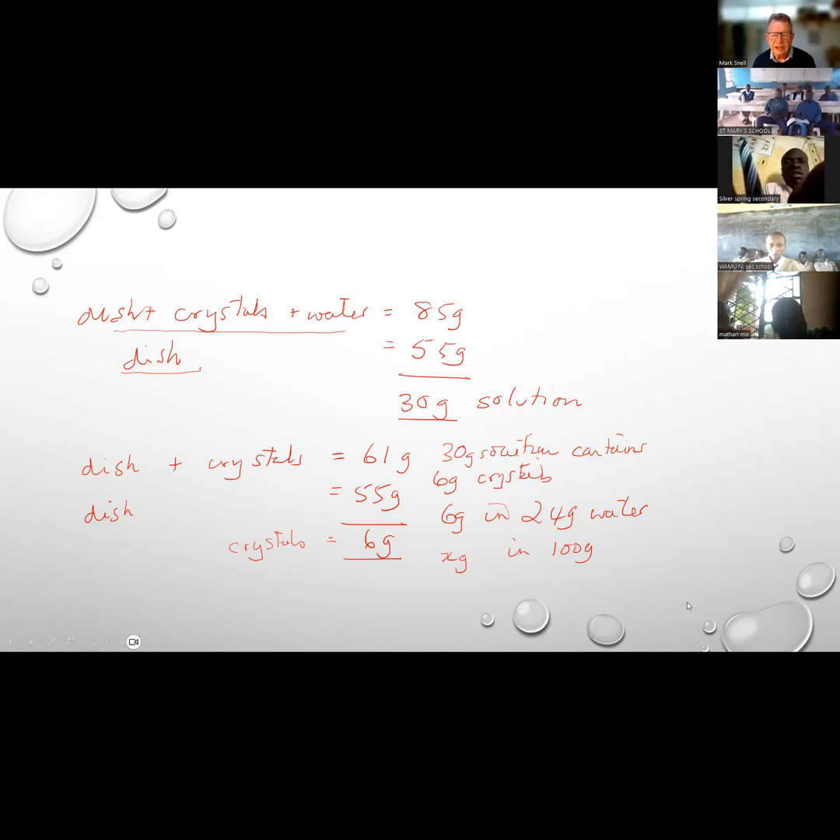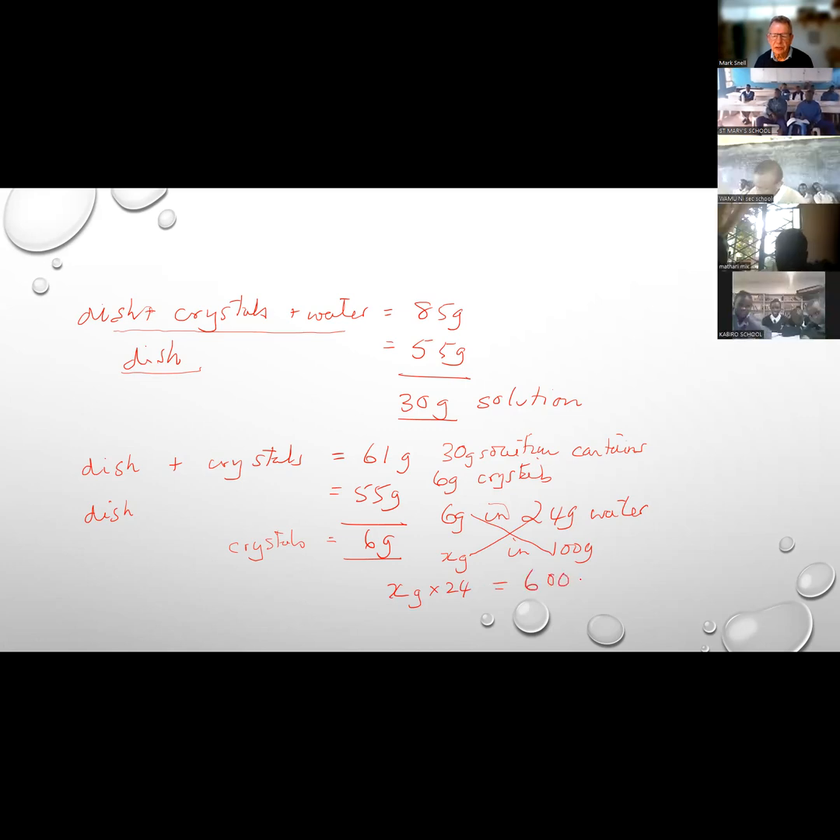So how do I do this? Okay, well, all I do is I cross multiply. So I say this is this. So X grams times 24 is 600 here. And that equals 600 divided by 24, which will be 25 grams per 100 grams.